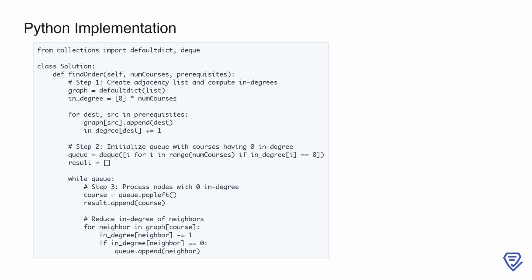We then reduce the in_degree of its neighboring courses, as one of their prerequisites has now been fulfilled. If a neighboring course's in_degree becomes 0, it is added to the queue for processing. This process continues until all courses with 0 in_degree are handled.